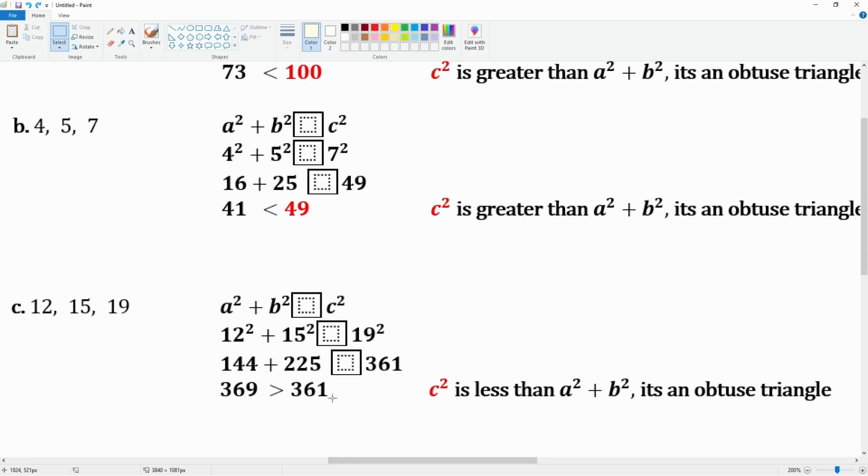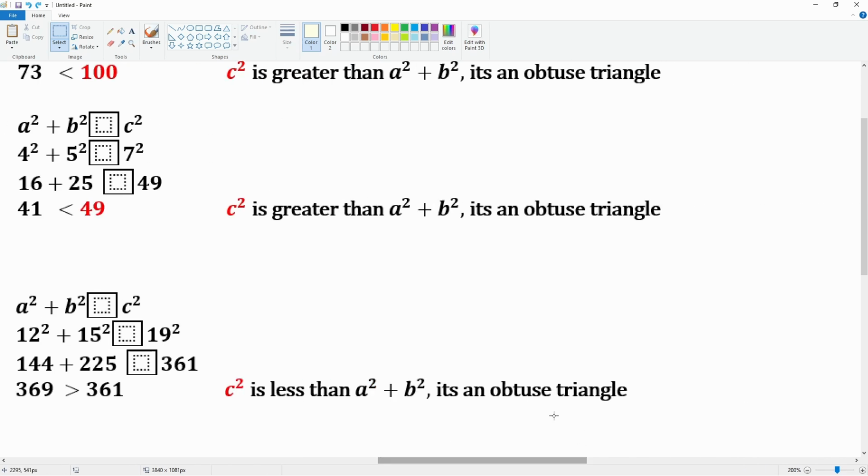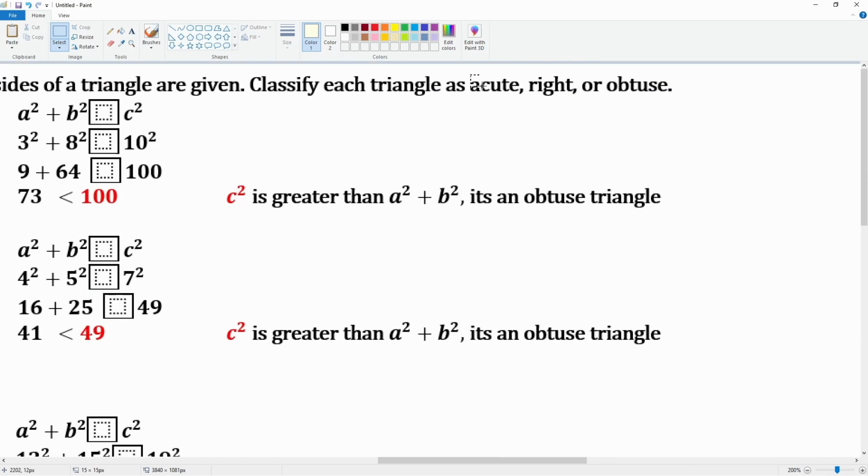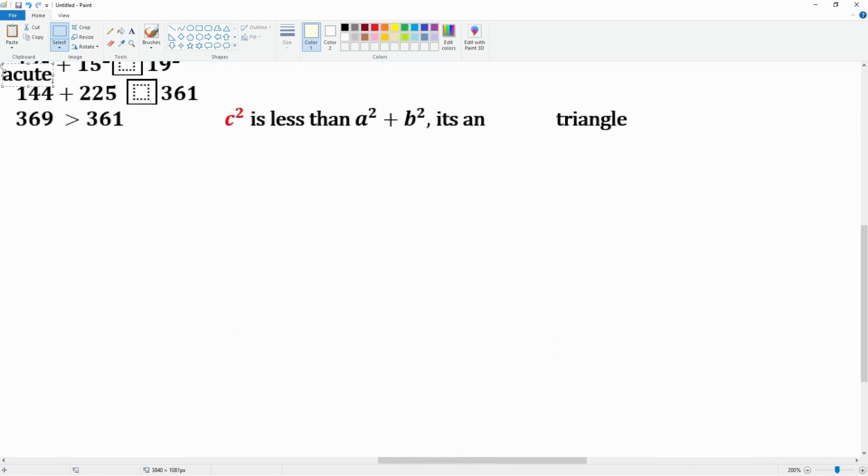So always think about it from the c squared's point of view. C squared is less than a squared plus b squared, not making it obtuse. It is actually acute, okay, because it is less than, right?